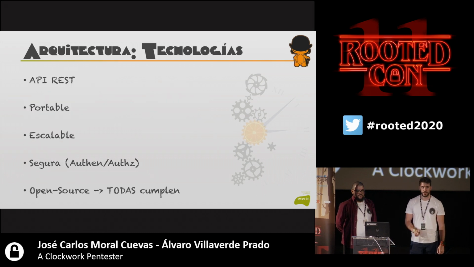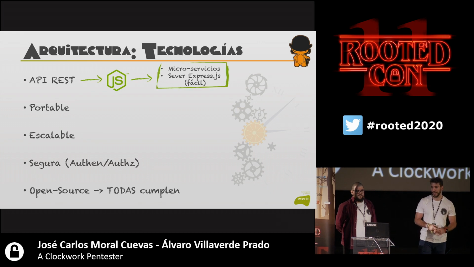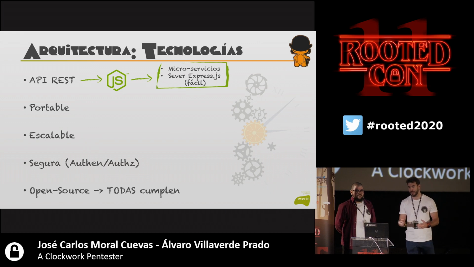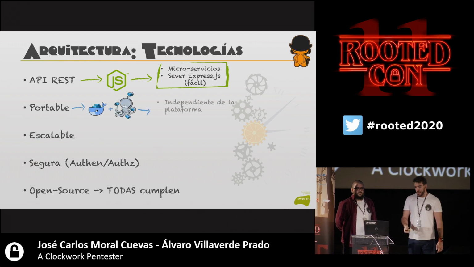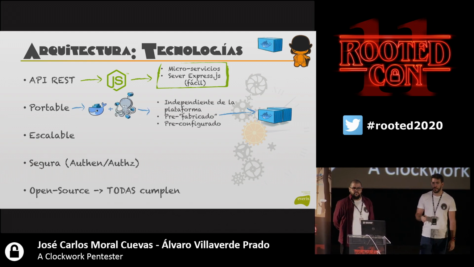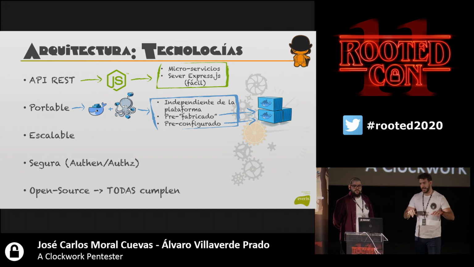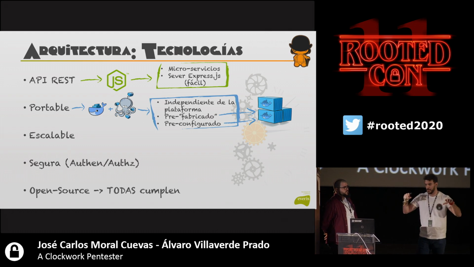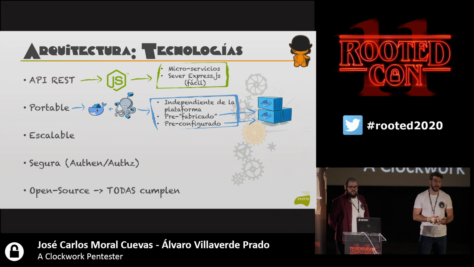How did we do it? We developed a REST API, and we used the Express.js framework. Those of you who have programmed in Node see how simple it is to do that. Express allows you to set up an API in a couple of minutes. We wanted it to be portable, so we used Docker, and Docker Compose allowed us to start all the modules in an easy and simple manner.